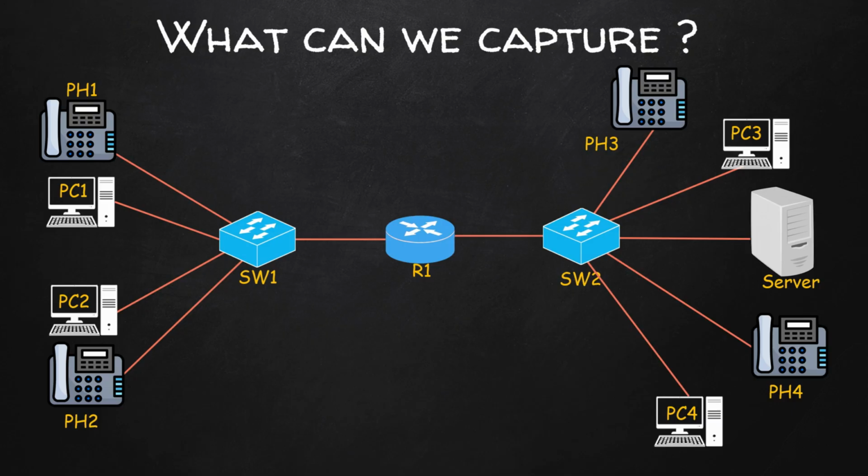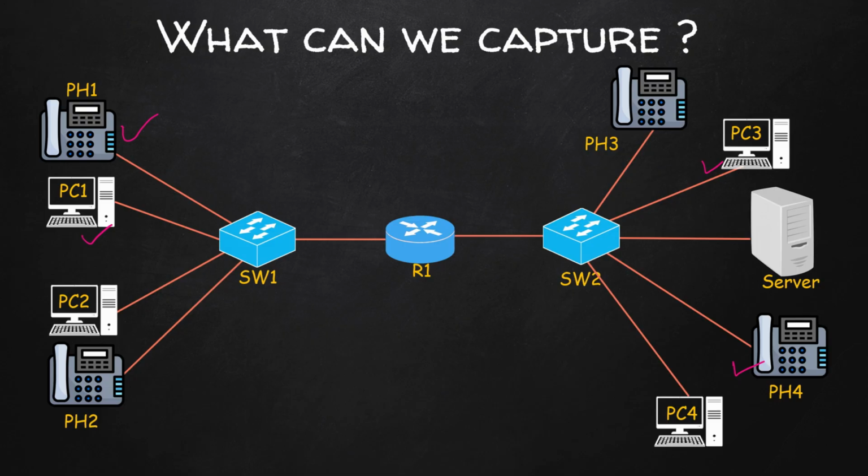Now let me tell you what information we can capture with the help of Wireshark. Just assume PC1 is sending some traffic to PC3. By using Wireshark, we can understand what data they sent each other. We can decode the data and understand what that communication is. Now another example: if phone 1 is making a call to phone 4 and these users are talking together, can Wireshark understand what they are talking about? Yes, with the help of Wireshark, we can decode the voice. We can understand the conversation.